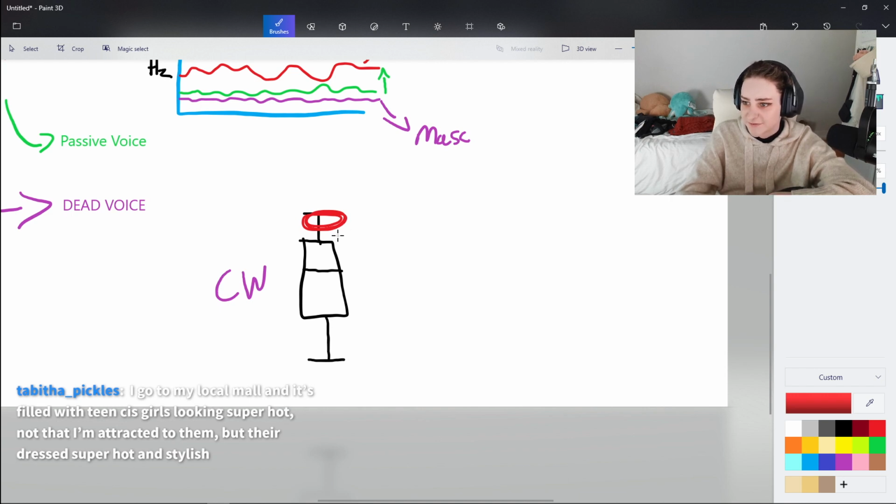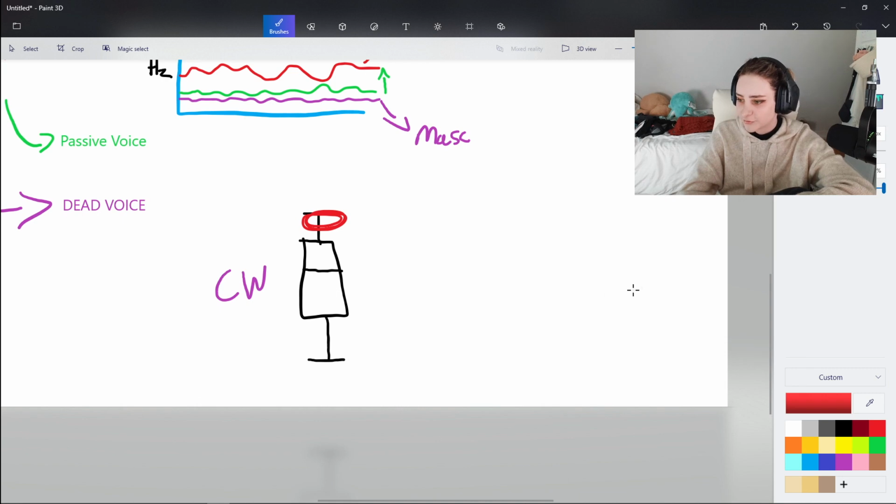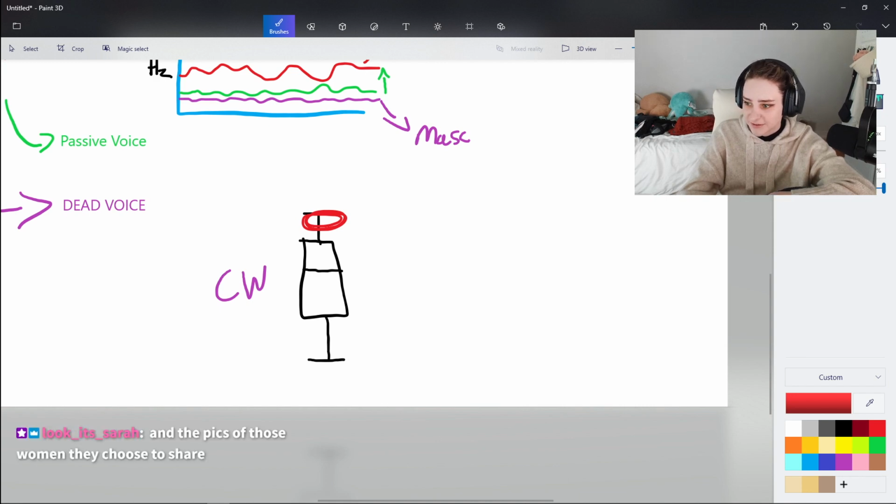You go to your local mall and it's filled with teen cis girls who are super hot, and they're attractive, they're dressed very hot. Yeah. But what you don't see is how many girls are not going out because they don't feel like they look good. You know? How many girls are not doing that?